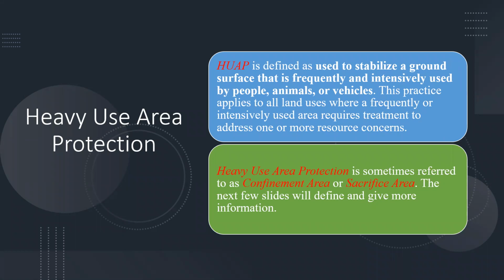A resource concern is defined as a condition of the soil, water, air, plant, animal, or energy resource base to an extent that sustainability or intended use of the resource is impaired. Heavy use area protection is sometimes referred to as confinement area or sacrifice area. The next few slides will define and give more information on that.